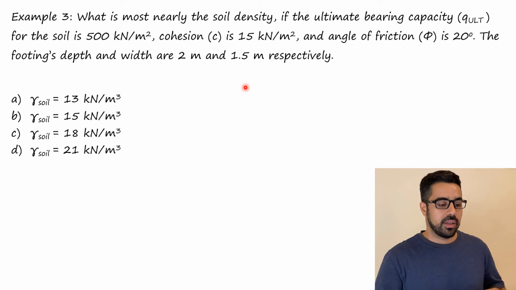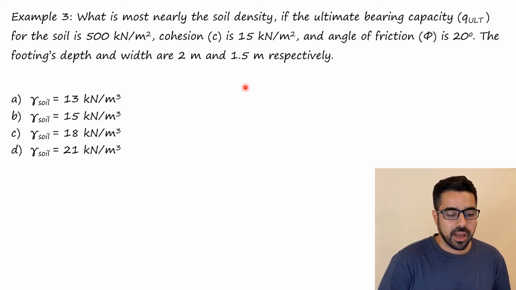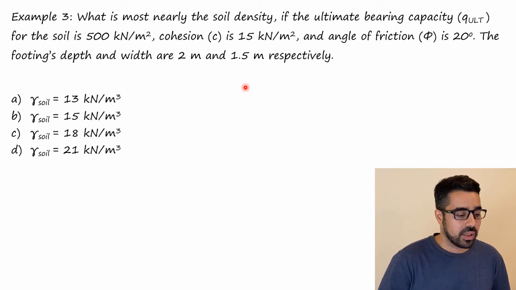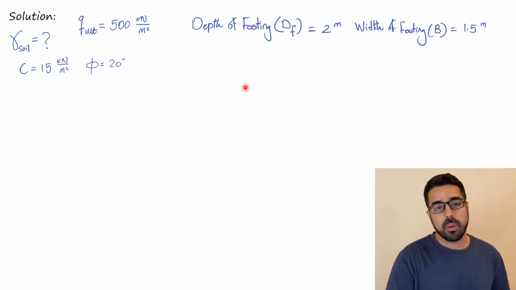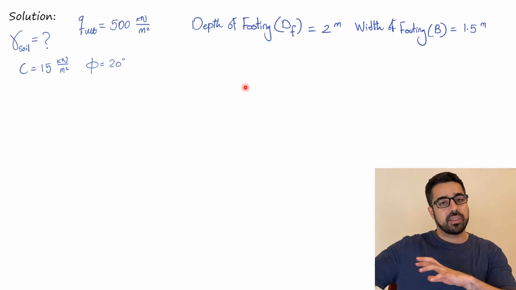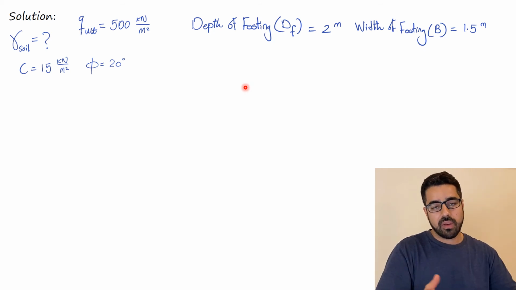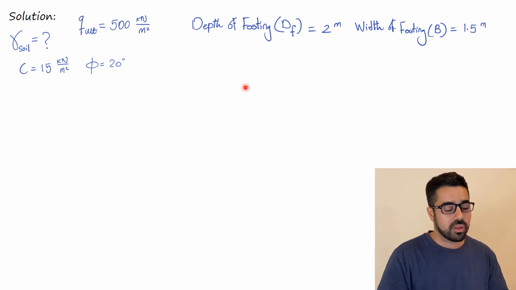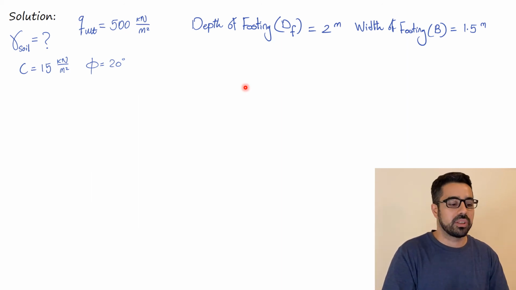Example 3, they're looking for the soil density. The ultimate bearing capacity is given as 500, cohesion is given as 15, and the units are SI units, so please pay attention. The angle of internal friction is 20. The depth and the width of the footing are given as well, 2 meters and 1.5, and we're looking for the gamma of the soil. This is a purely PE question because we're going to be using a table that is not given in the FE reference manual. For the FE people, you can just understand what's going on. It helps, of course, but it is definitely a PE question.